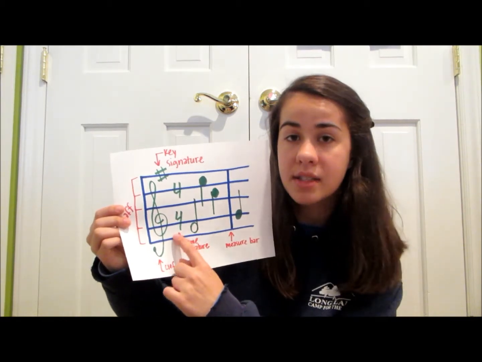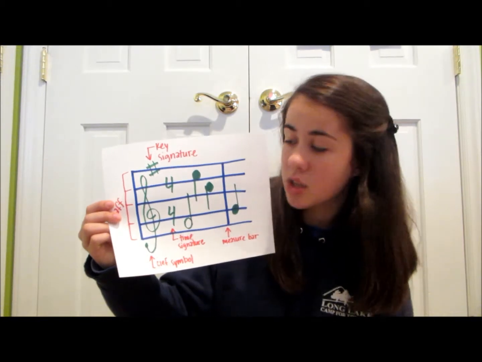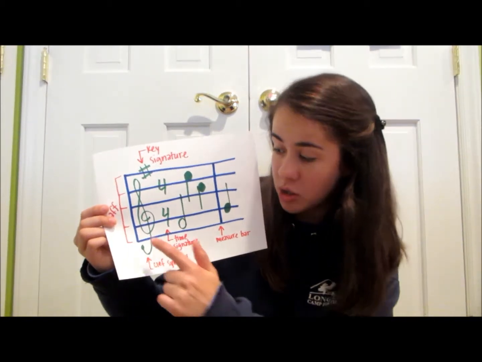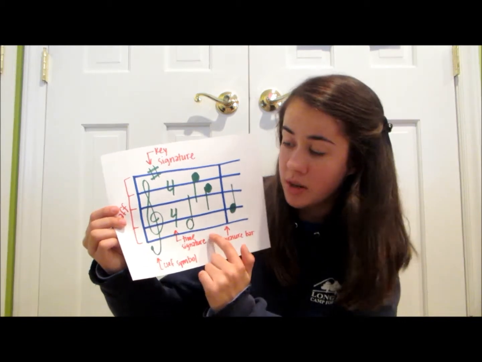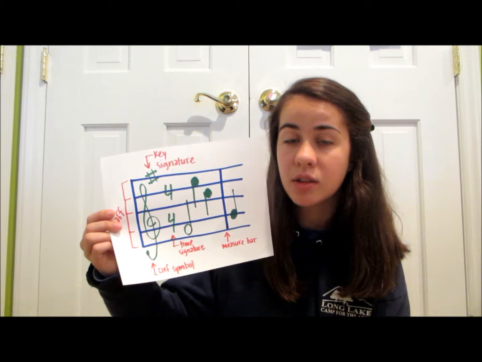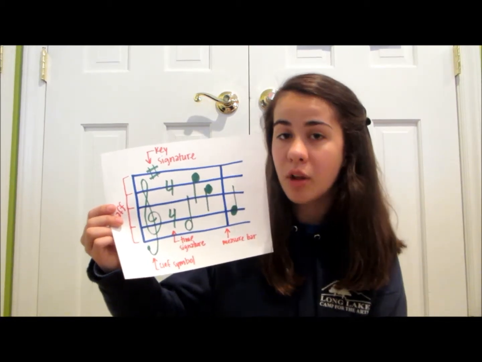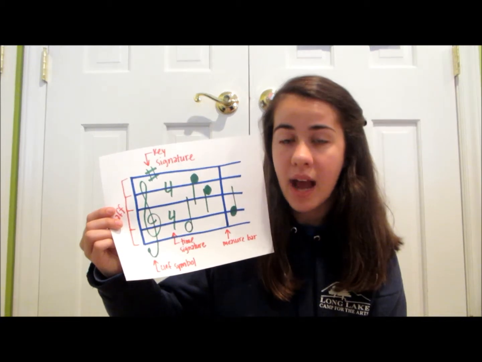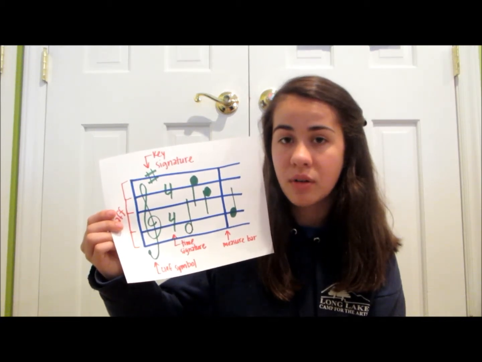Next, we come across the time signature. The time signature here is 4/4. This means that each measure from between these two bars will include 4 beats, and each quarter note will be 1 beat. The rest of the note lengths are built around the quarter note. So if the quarter note gets 1 beat, then a half note gets 2 beats, and a whole note gets 4 beats.